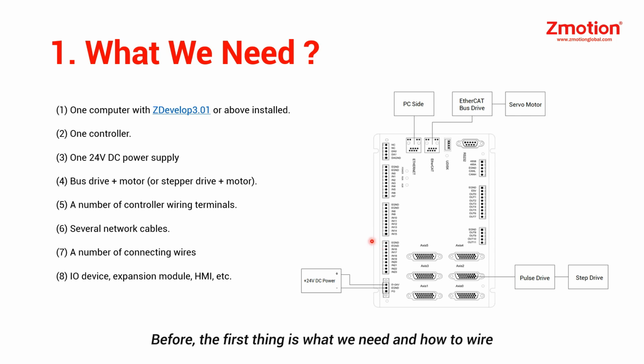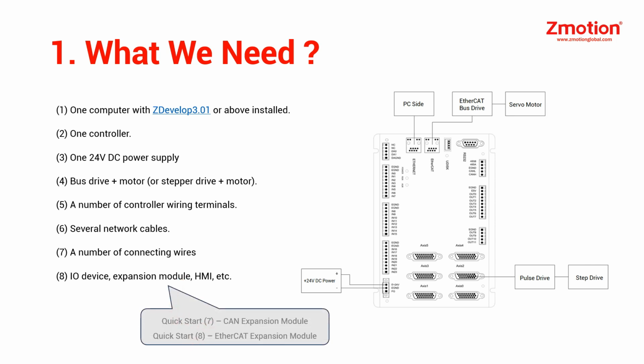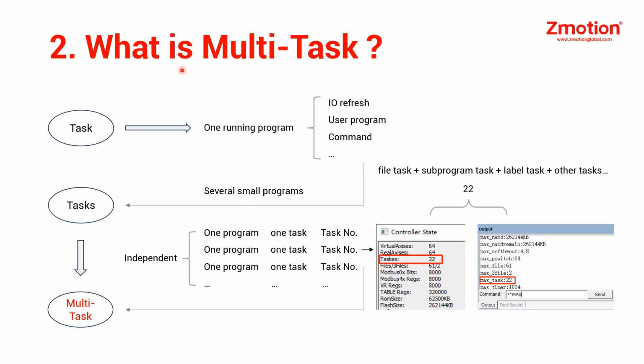The first thing is what we need and how to wire. Both are here. Materials are used according to actual needs. For wiring, please follow the rule. If there is an I/O expansion module, please go to Motion Control 7 and 8. Okay, let's enter the main content.